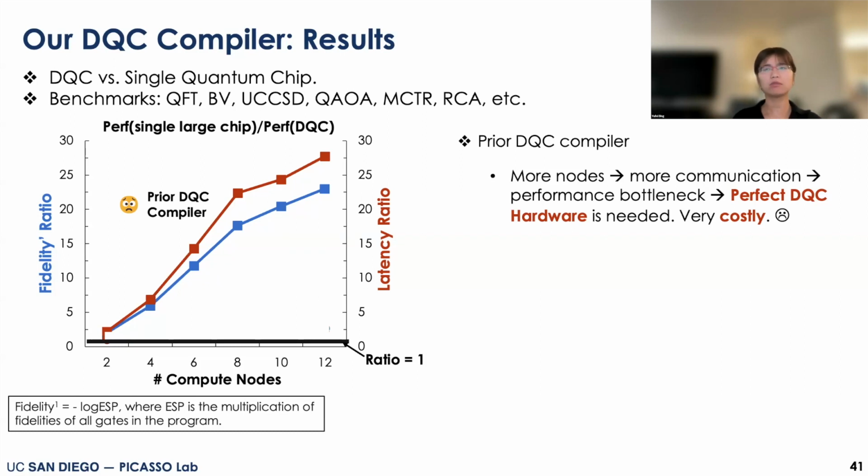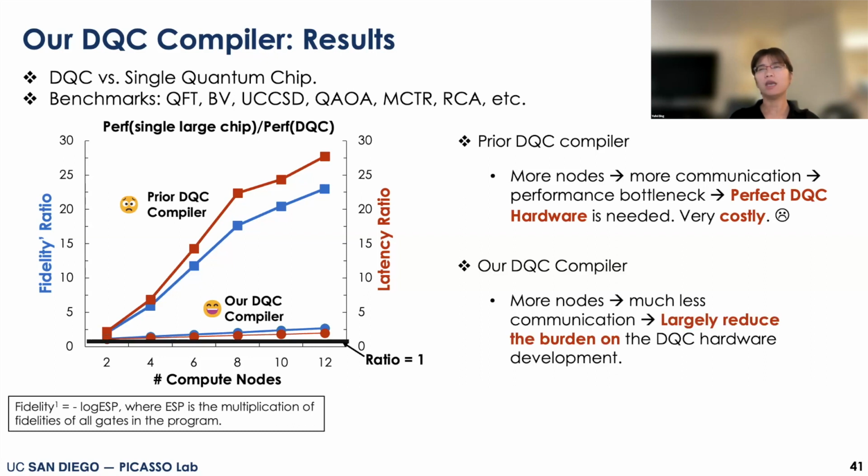From this curve, you may think that perfect DQC hardware is really needed, so we would want to lower the communication cost to a similar level as local communication. But that hardware solution would be very costly. If you look at our DQC compiler, the performance is much better and much closer to the ideal scenario. One of the reasons is that we have greatly reduced the number of communications you need, with this collective communication idea.